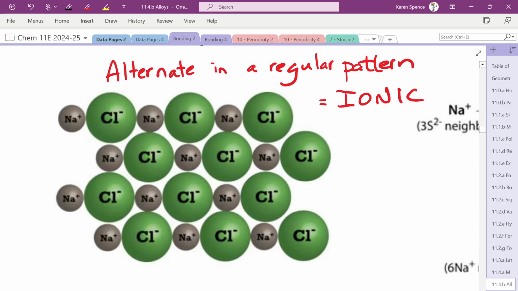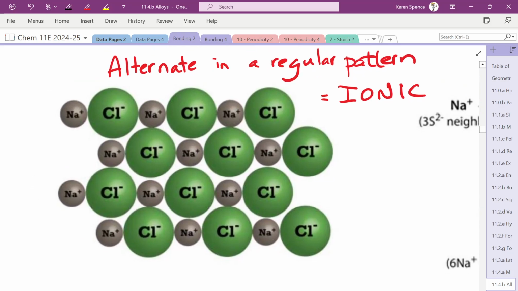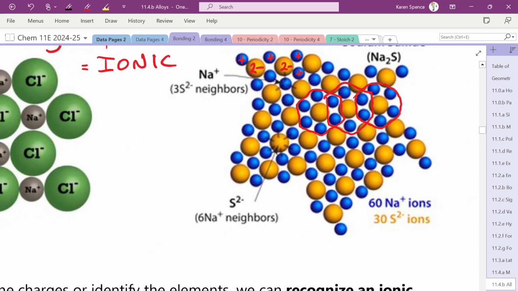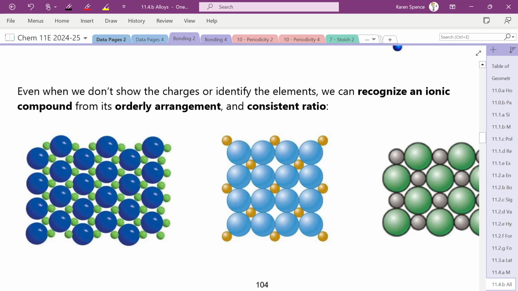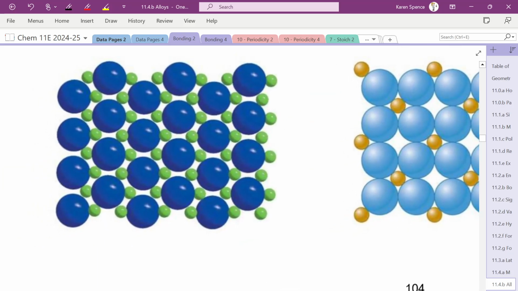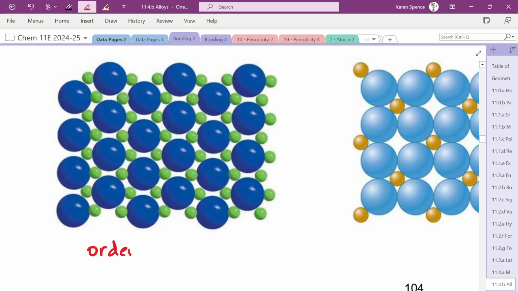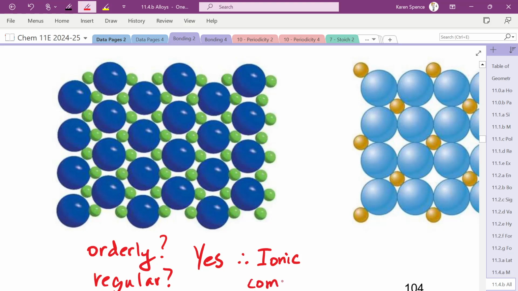I think they're going to give you a really nice 1-to-1 ratio ionic compound to look at. And if they do give you that, I think they're going to put charges on those. So if we don't have charges on them, let's say we looked at this, is this an orderly arrangement? Is this regular? Yeah. And that way, if I was not given charges, I would guess it was an ionic compound, because the ratio is always the same. And I can't change the ratio.